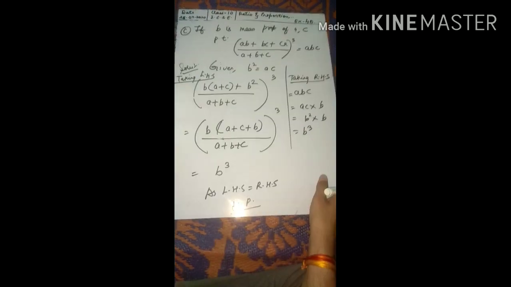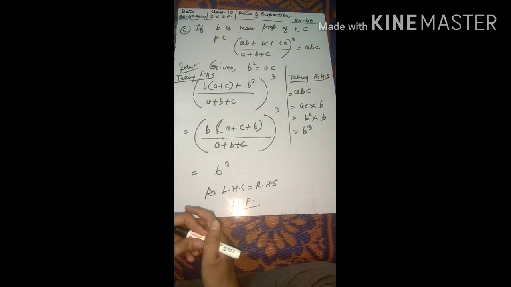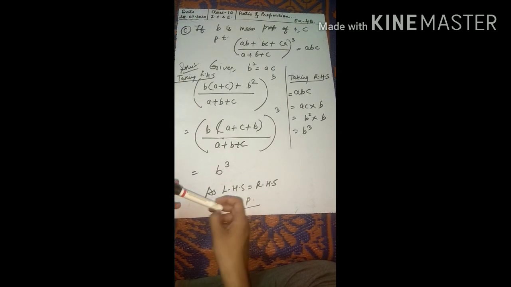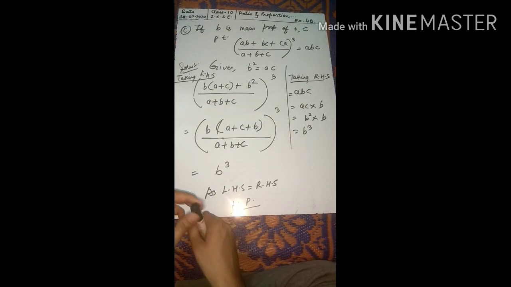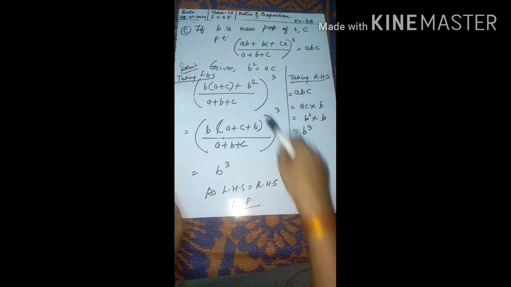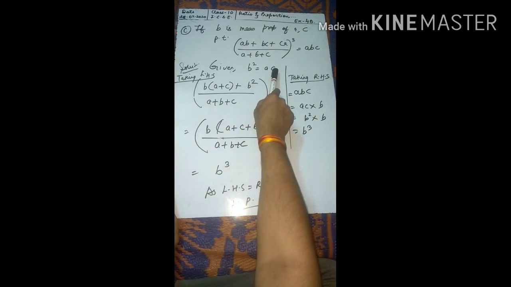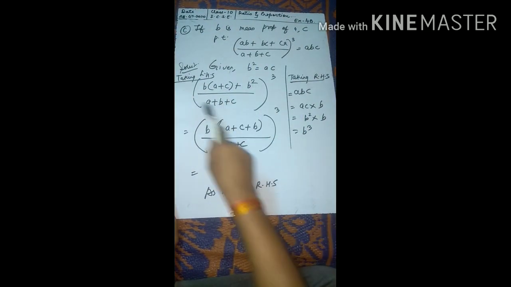Okay, all right, let us come to the last question of this exercise. As I already told you, 9, 10 and 11 are omitted. They are not to be solved according to the latest syllabus. So this will be the last question. It says if B is the mean proportion of A and C, then prove that this quantity is equal to this quantity. Given B square is equal to AC by the definition, taking LHS.